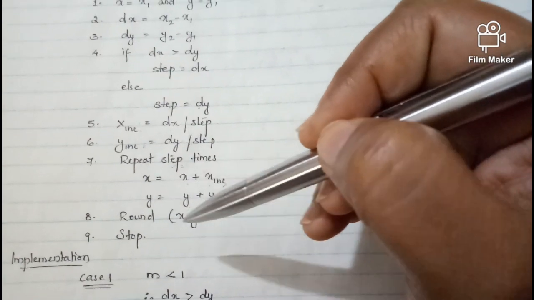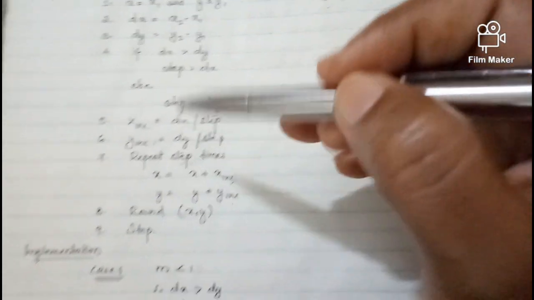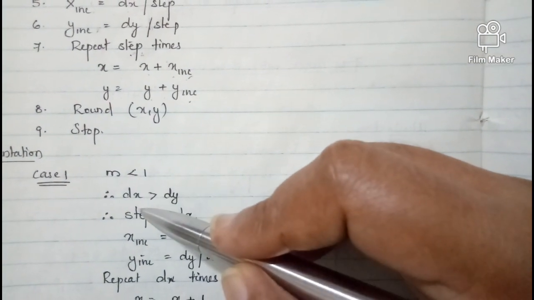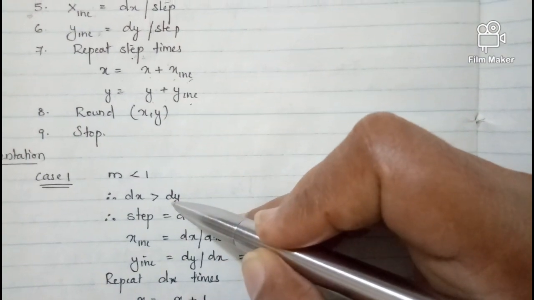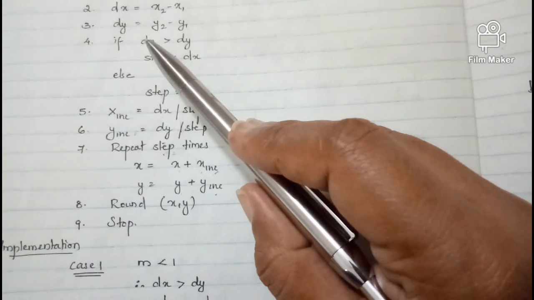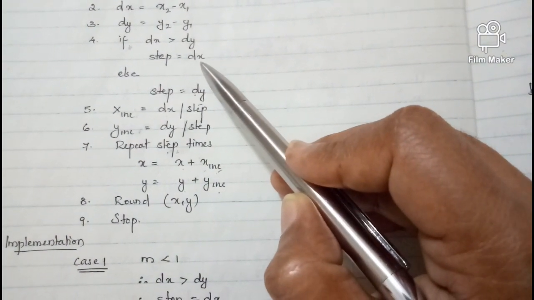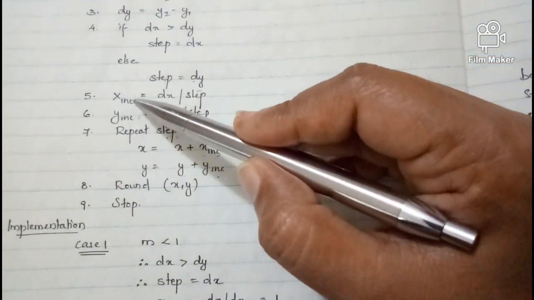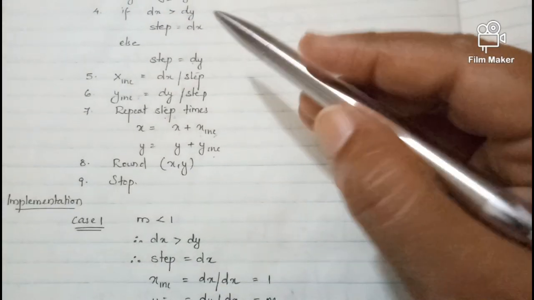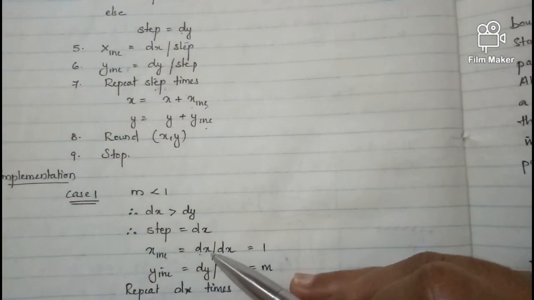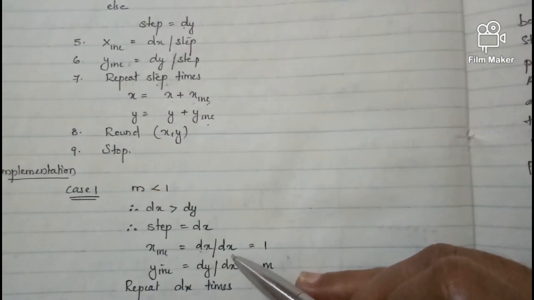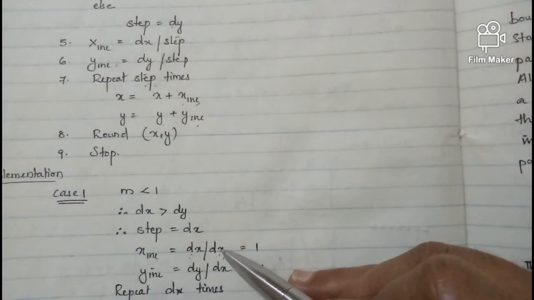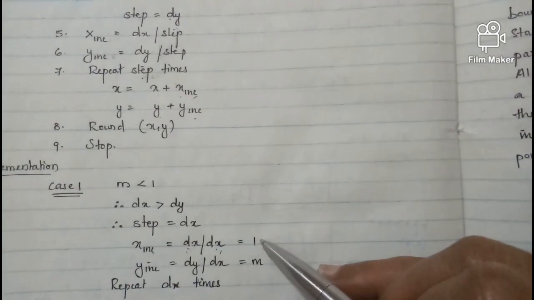Now let us see how the two cases work in these steps. Let us move on to case 1. Suppose we are having a line with slope less than 1. As per the demonstration, then dx is greater than dy. Since dx is greater, this condition will be evaluated to true and the value of dx will be stored in step. So step is now having the value dx. After this, we are going to compute x increment and y increment. So x increment means dx divided by step. The value of step is dx itself, so dx divided by step becomes dx divided by dx. So dx by dx is 1, which means x increment is 1.